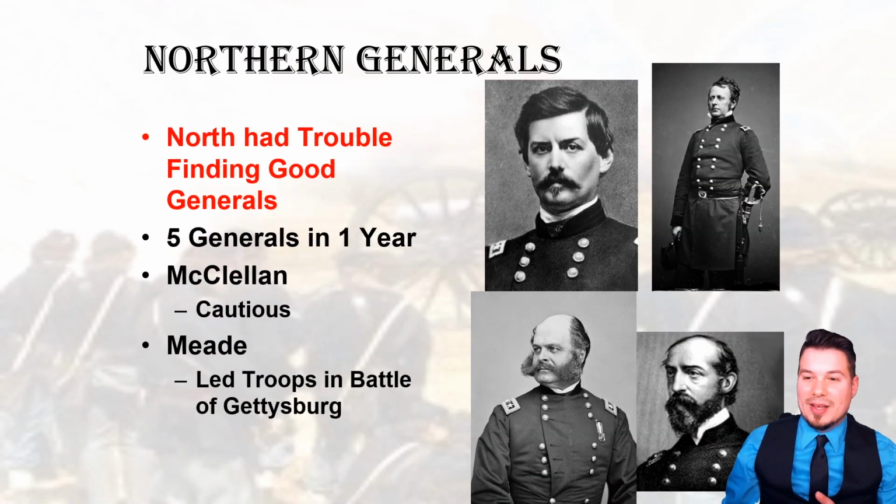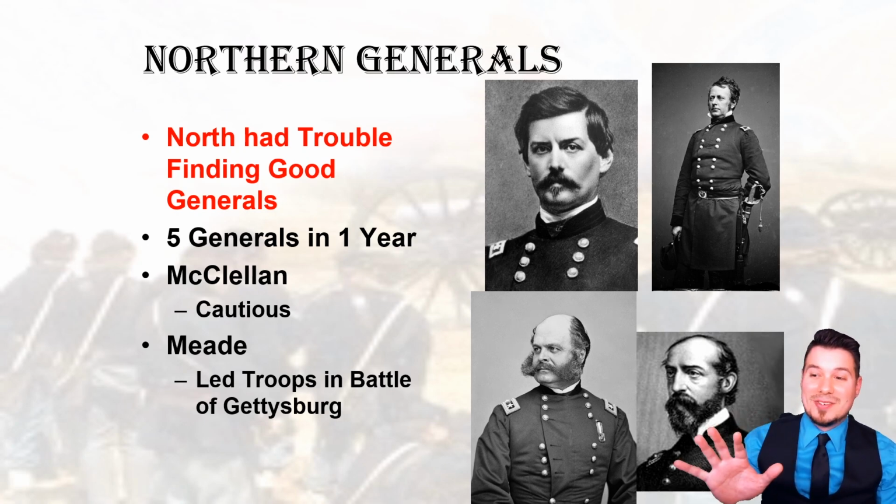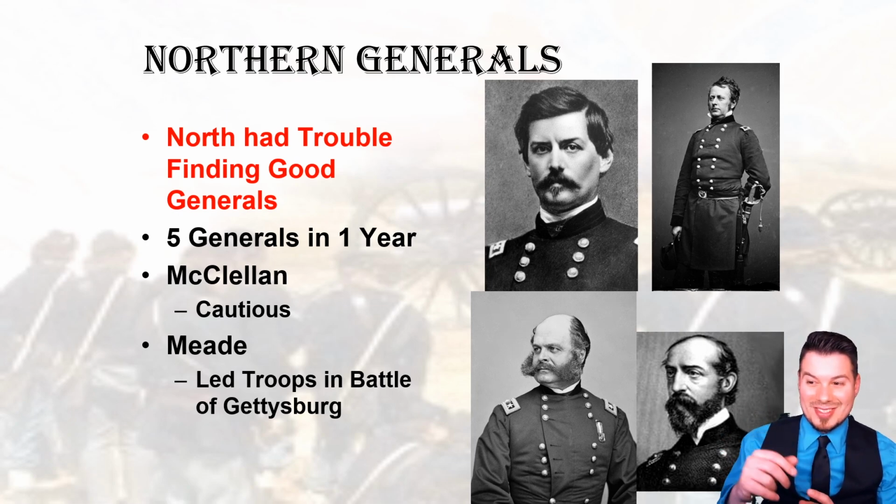Well, the North had, like I said, a hard time finding good generals. They're going to go through 5 generals in 1 year. You've got young Napoleon here, George B. McClellan. He's very cautious. He's going to be relieved of duty. Again, probably one of the best on here, because you also have Hooker up there. You have Burnside, yes, I think sideburns. That's the guy right there.